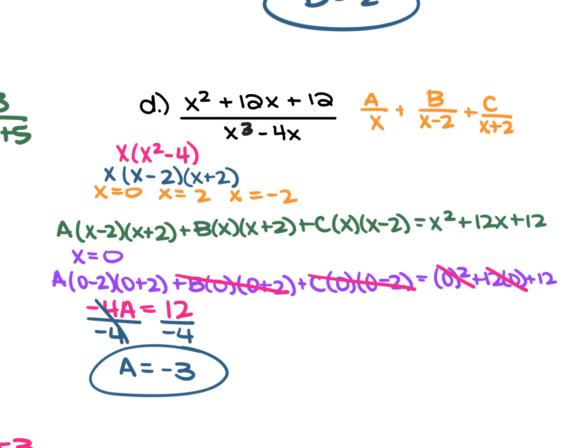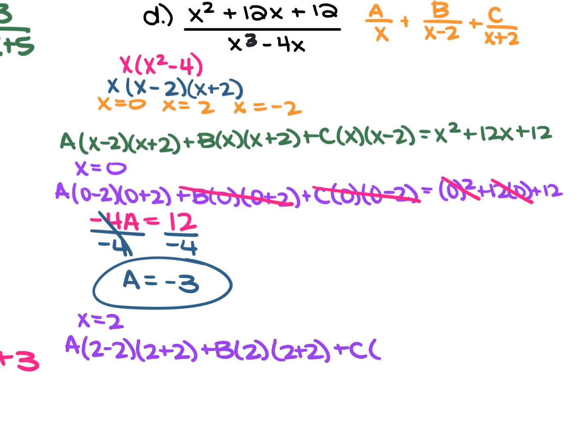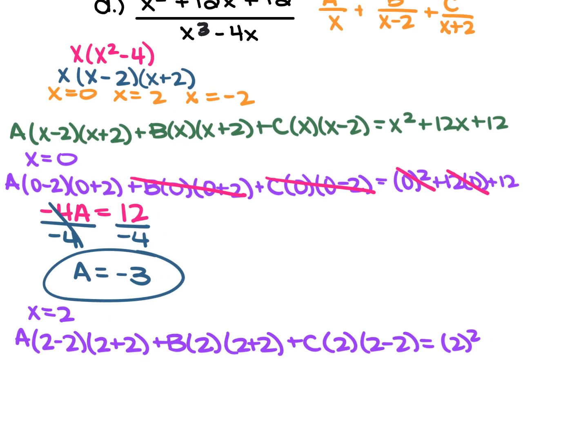So now you're going to take the 2 and plug the 2 in. So x is equal to 2 means you're going to have a times 2 minus 2 times 2 plus 2, plus b times 2 plus 2, plus c times 2 minus 2 is equal to 2 squared plus 12 times 2 plus 12.